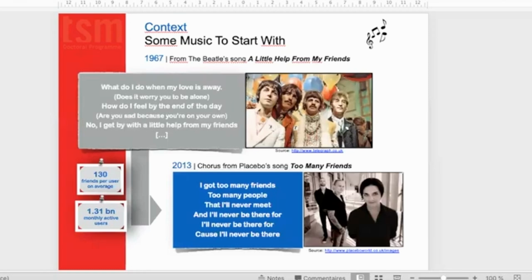So we played the song in our presentation, and one of the main statements of the song is, "Oh, I get by with a little help from my friends."